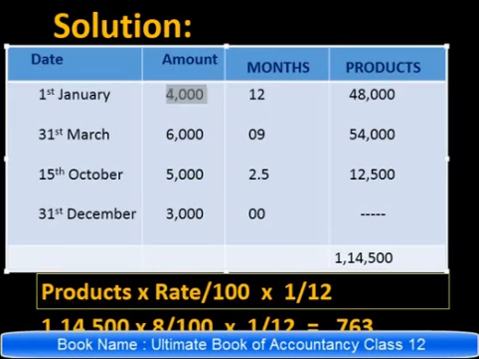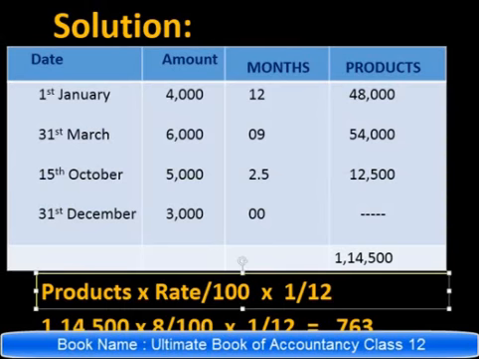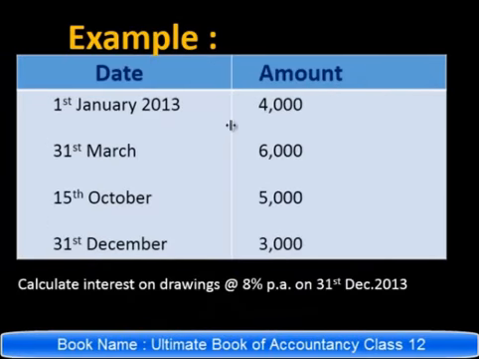One amount is withdrawn only once in the year. And now I am putting the figures here, like products 1,14,500. After that, rate over 100, the rate is given, 8% per annum. 8 over 100 into 1 by 12, and my answer is coming 763. So by following the same method, you can calculate interest on drawing whenever you see different dates and amounts are also different. It means you have to follow the product method. This is called the product method.